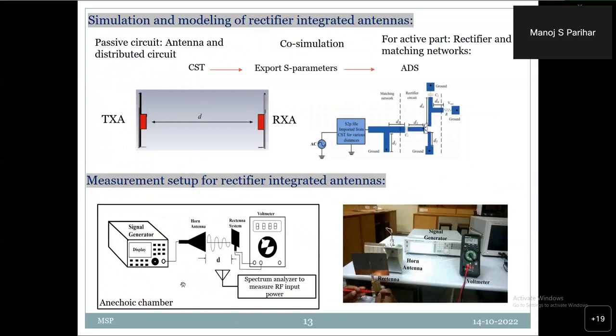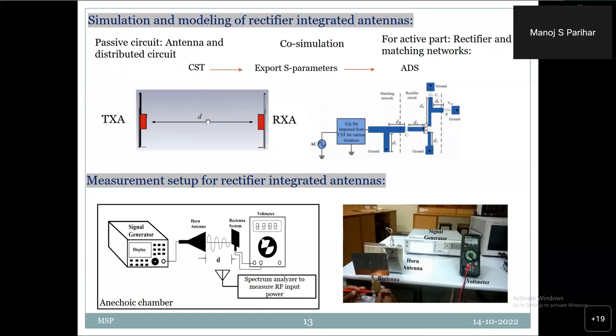Once you have decided all the blocks of your rectifier, your energy harvesting circuit, then you can go for modeling or simulation. You can divide your simulation into two classes. One is your passive portion. You can simulate the passive portion, like your antenna or passive circuits such as your matching network or low pass filter, in EM simulators. You can design that in CST or in HFSS.